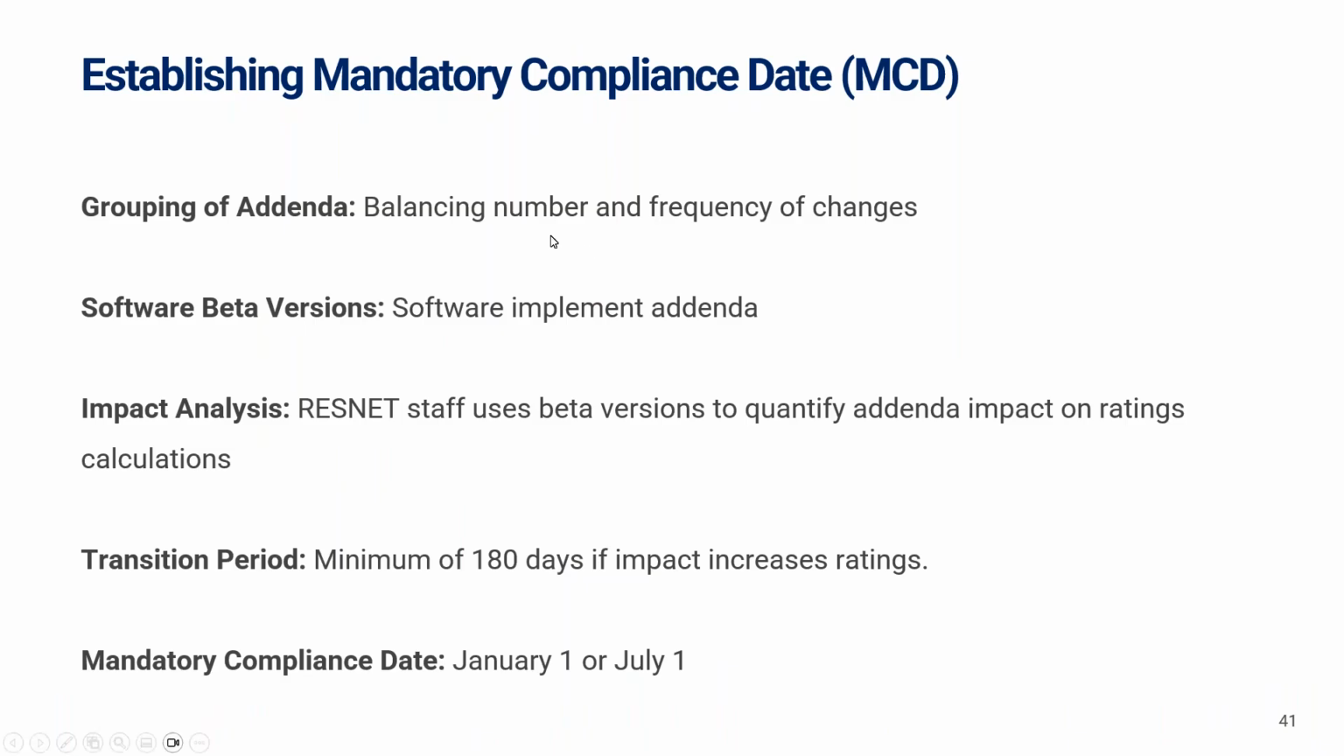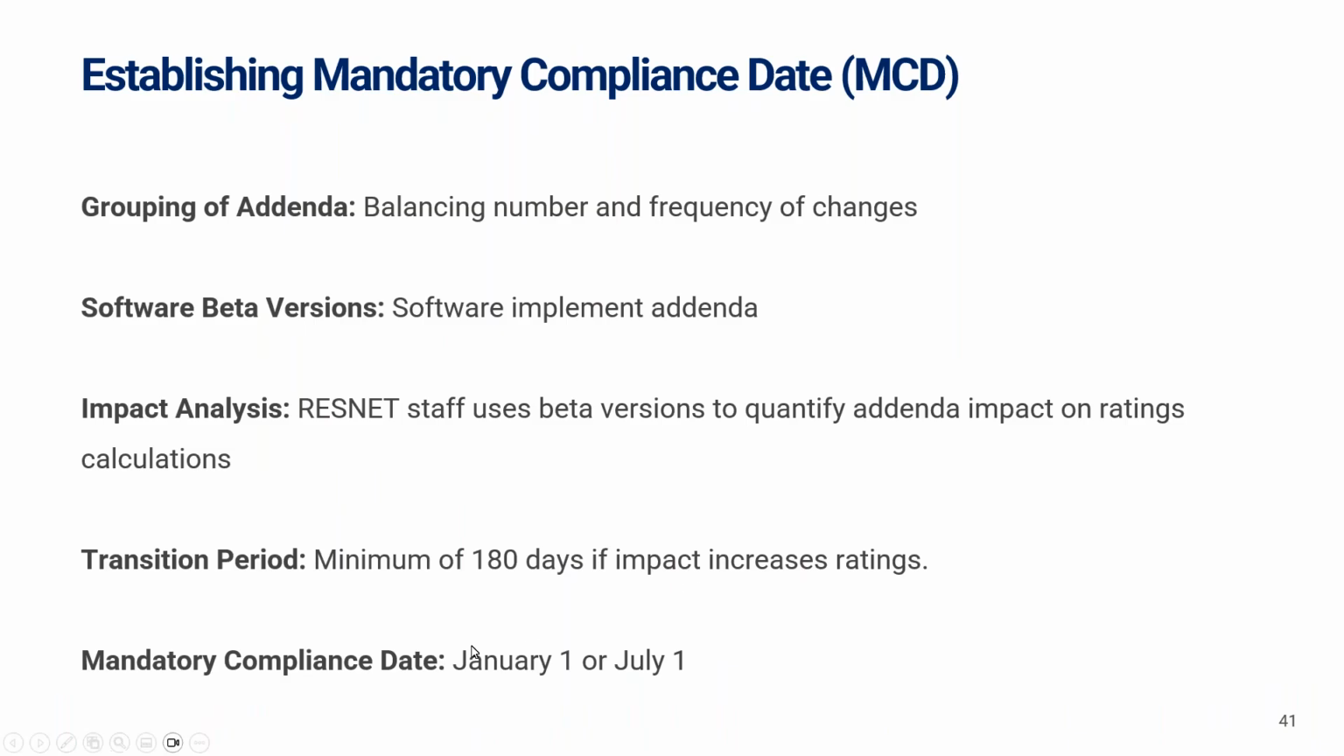Then, for any of these addenda that impact the rating calculations, we want to collect beta versions. This gives the software time to implement those addenda and give us the beta versions so that the ResNet staff can perform an analysis to quantify how much impact it will have on the HERS index. Once we've done that, we hand that information over to the Standards Management Board, and they decide on what the mandatory compliance date should be, taking into consideration that there has to be a transition period of a minimum of 180 days for any changes that impact the HERS index, especially those that increase the rating.